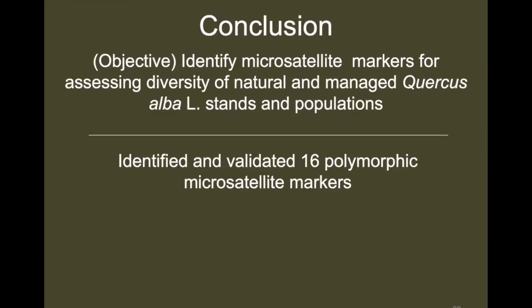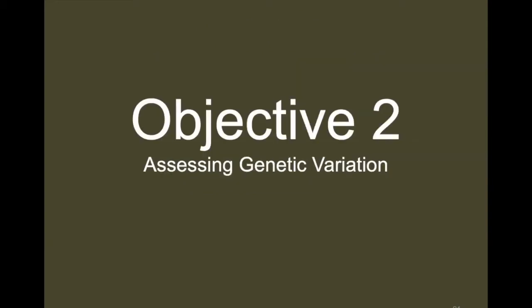Next slide. So in conclusion of the first objective, we were identifying microsatellite markers for assessing the diversity of Quercus alba stands in populations. We were able to identify and validate 16 polymorphic microsatellite markers and add them to the currently limited number of microsatellites available for white oak. Next slide. So moving on to objective 2: determine if silvicultural thinning significantly changed the number of heterozygous individuals and genetic relatedness in white oak stands.